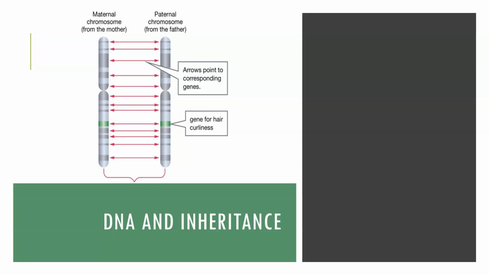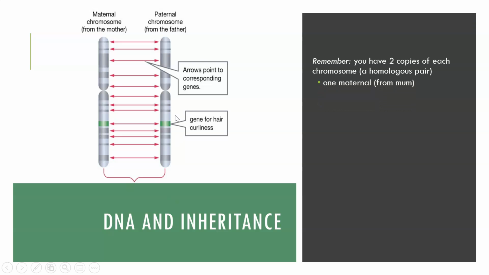Okay, so first of all, we're going to recap some points from our previous video and lessons. Remember, you have two copies of each chromosome, and we said they were called a homologous pair. So you have your maternal chromosome and your paternal chromosome: one that comes from the mother, one that comes from the father.